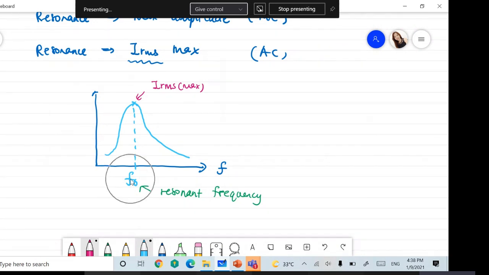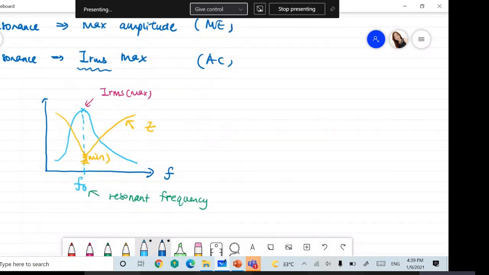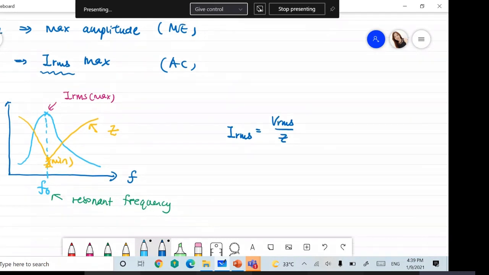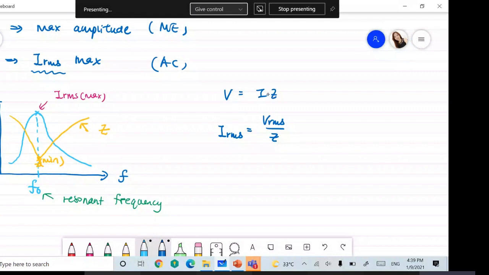At this point as well, the impedance of the circuit will be minimum, right? This one is the impedance. At this point, it's minimum. Z is minimum at the resonant frequency. In an RLC series circuit, we know that IRMS is equal to VRMS divided by Z. From Ohm's law, V equals IZ. So this one is RMS, and here is RMS. Therefore, IRMS is equal to VRMS divided by Z, where Z is the impedance.